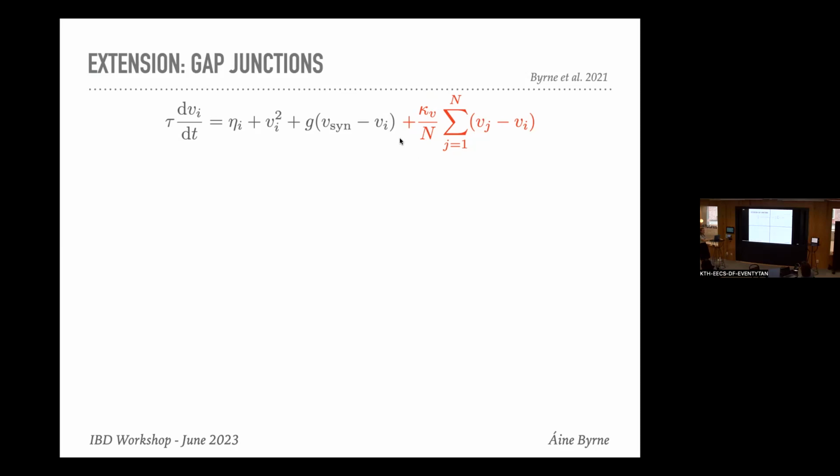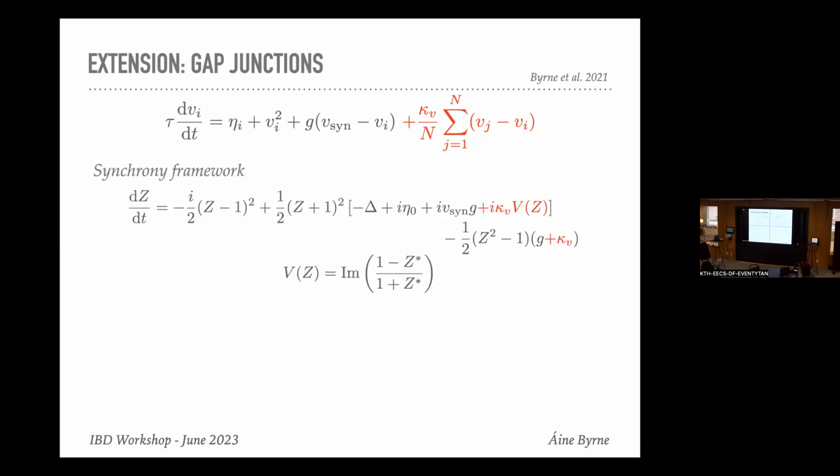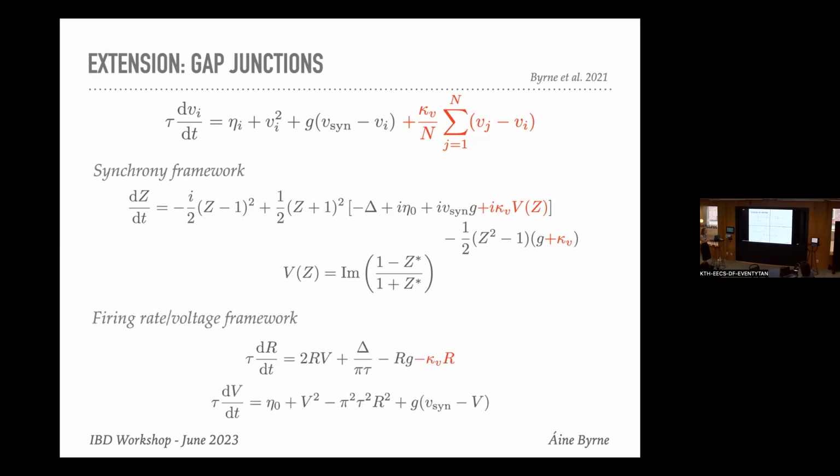So you've got some mathematical expression for your gap junction, and you can do your whole mean field reduction again, and you just get two additional terms in your description for your order parameter. Or if you look at the firing rate voltage framework, you just get one additional term that tells you how that gap junction affects the mean field dynamics. And then you can study how changing the strength of that gap junction is going to affect the overall dynamics.